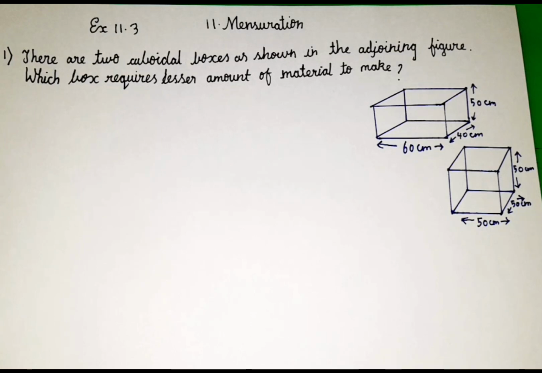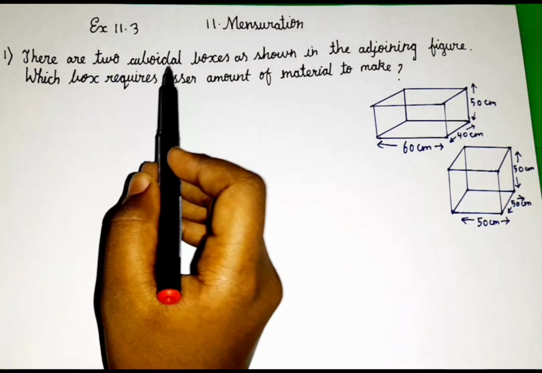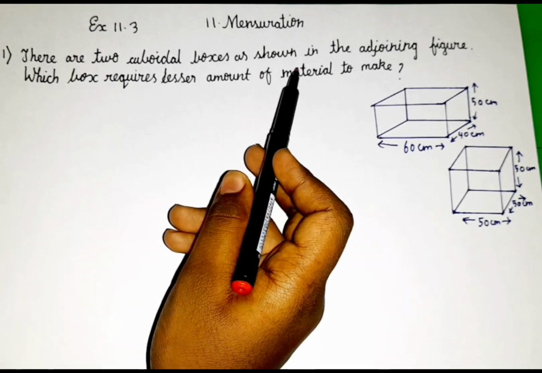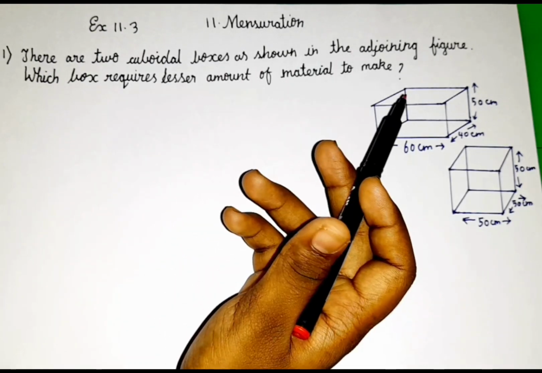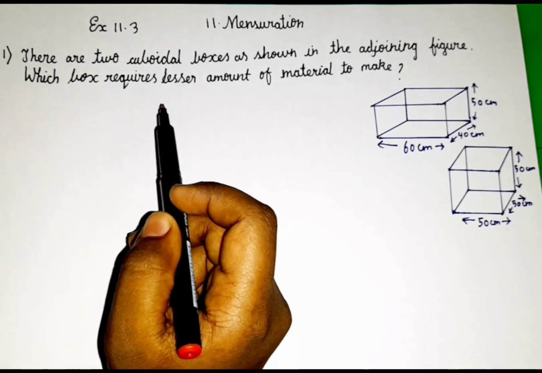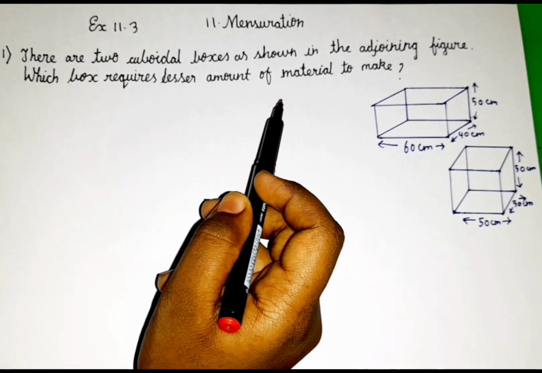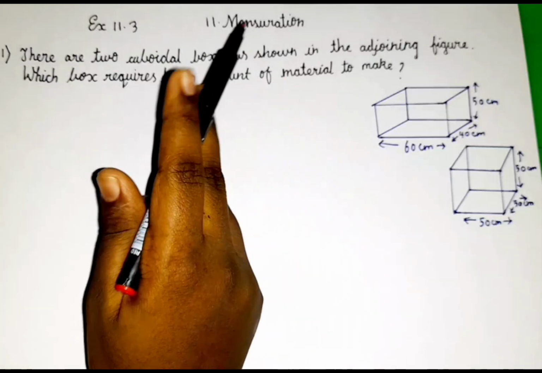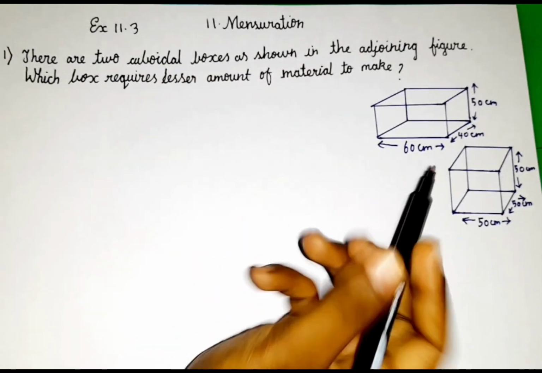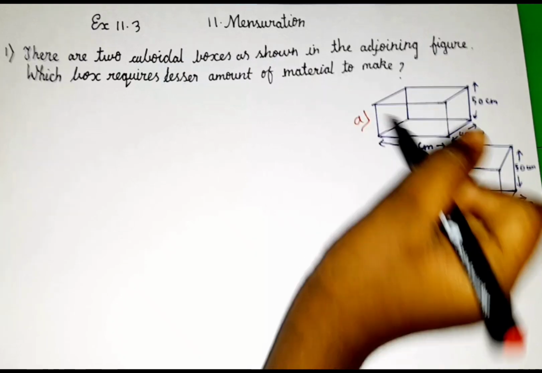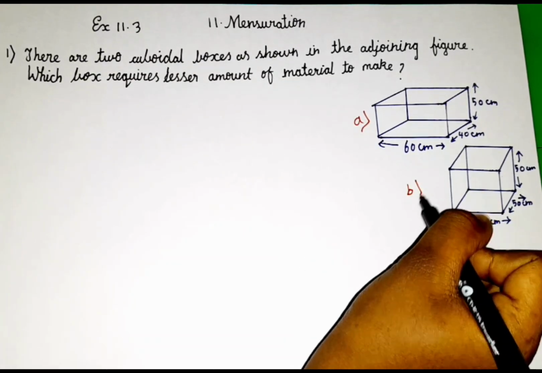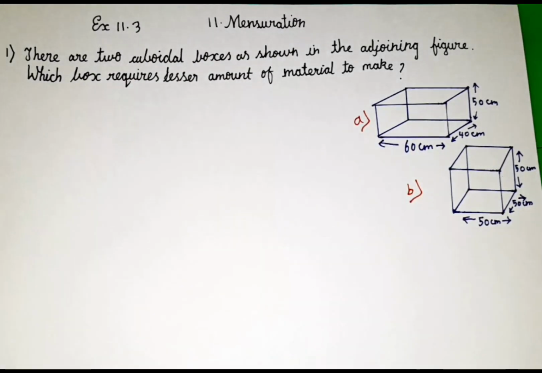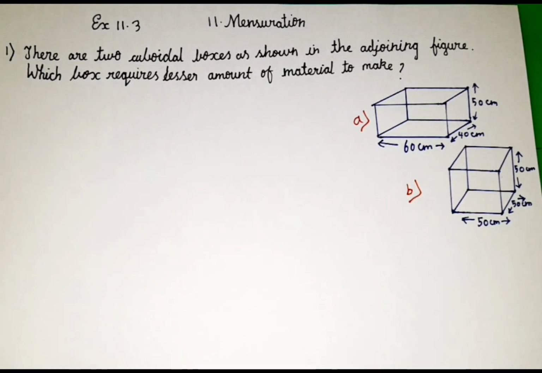So guys, let's read the question. There are two cuboidal boxes as shown in the adjoining figure. Which box requires lesser amount of material to make? So guys, here there are two boxes, this one and this one. So this is figure A and this is figure B. In both we have to find which box requires lesser amount of material to make.